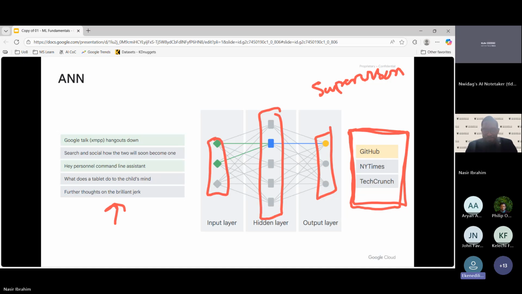Because based on this set of outputs and set of data we are being given, we are classifying them into GitHub, New York Times, and TechCrunch. So we are basically classifying them, right? So we have specific categories that the articles are mapped to. And yes, that is a classification problem. Okay. If let's say it was a numeric output, then that will be a regression problem.